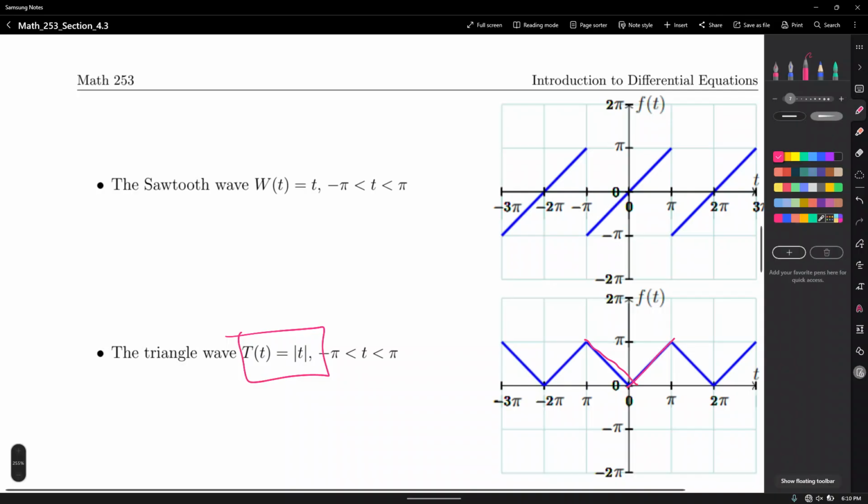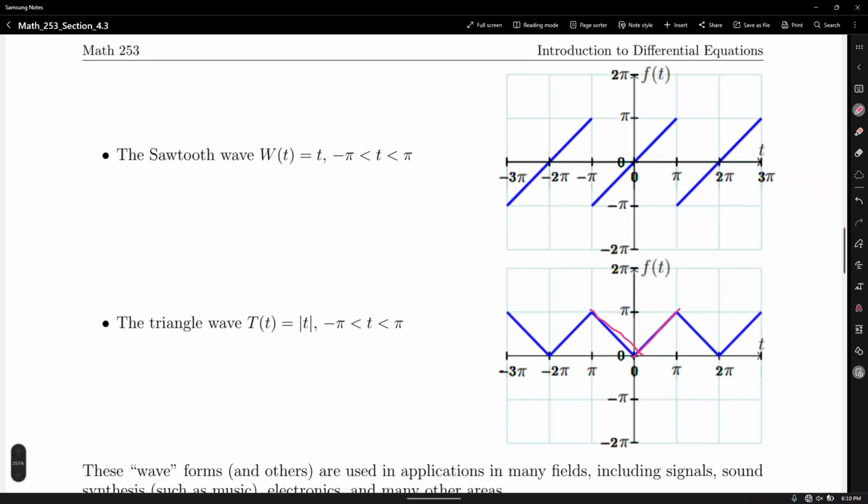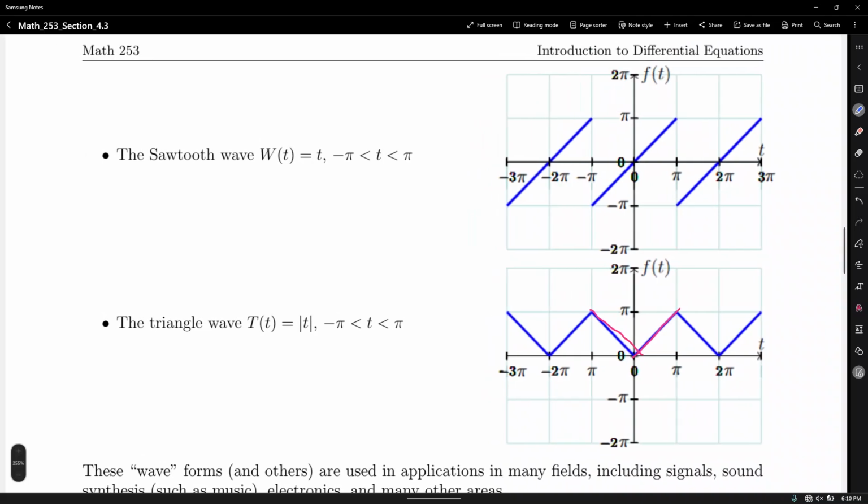And for both of these functions, the sawtooth wave and the triangle wave, what is the fundamental period? You guys agree they're also periodic at 2 pi? They repeat every 2 pi units, all right?